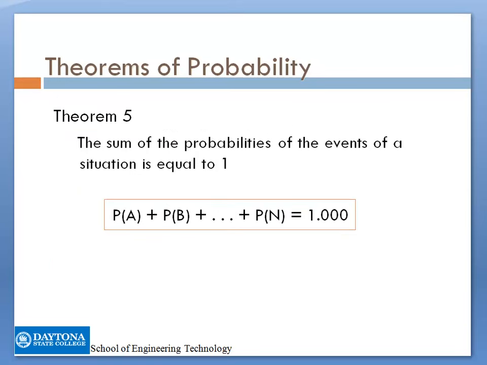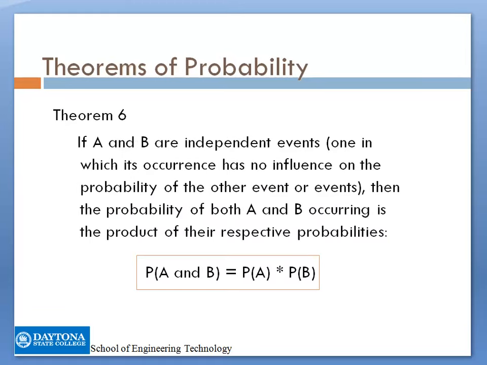Okay, theorem number 5 is not part of these two different situations. Theorem number 5 just says that the sum of the probabilities of the events of a situation is equal to 1. Okay, once again, so you have the probability of A plus the probability of B plus the probability of N for one event is always equal to 1. Theorem number 6, and this has to do when you have two events or more out of two or more events. And theorem number 6 says that you have to have independent events.